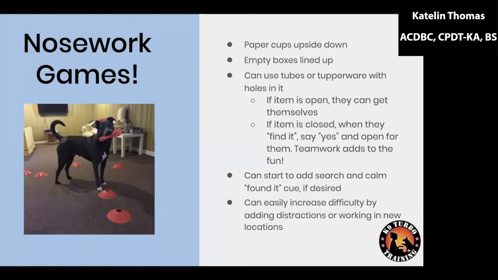We can also do that with Tupperware containers. So putting little holes in the top of Tupperware containers and the dog is sniffing from container to container until they find the one. As soon as they find it, you can say the word yes, pick it up, open up the lid, and then give them the treats inside. If I want to teach a calm wait, I will teach that calm right before. So as soon as they get to it, I cue sit. The dog sits, yes, and then I open it up and I give it to them.